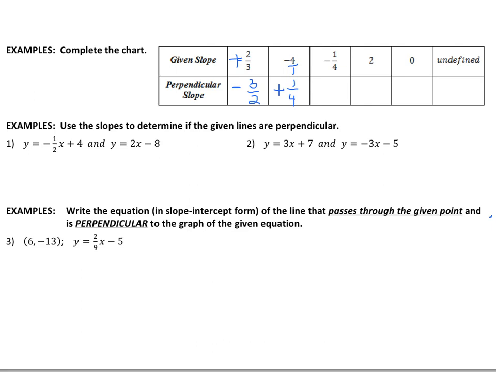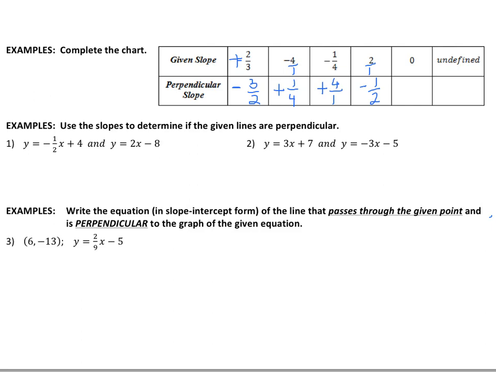-1/4. Well, let's change the sign, so let's make it positive, and then let's flip it. So 4 is going to be on top, and 1 is going to be on the bottom. 2, again, remember that that's 2/1, so the perpendicular slope would be -1/2.